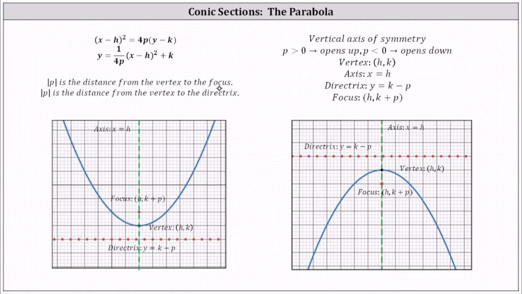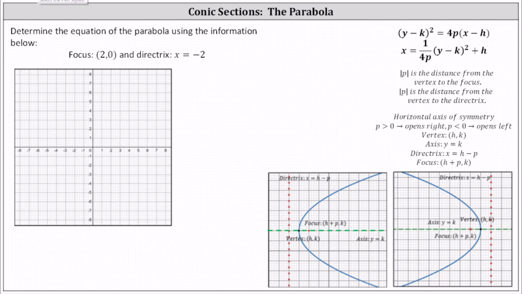Going back to our first example, let's plot the focus, which is (2, 0), and the directrix is the vertical line x equals -2. If we sketch a perpendicular segment from the focus to the directrix, this segment here, we know the vertex is the midpoint, which indicates the vertex is at the origin. And we can also make a rough sketch of the parabola because we know the focus is inside the parabola, the directrix is outside the parabola, and therefore the parabola must look something like this.